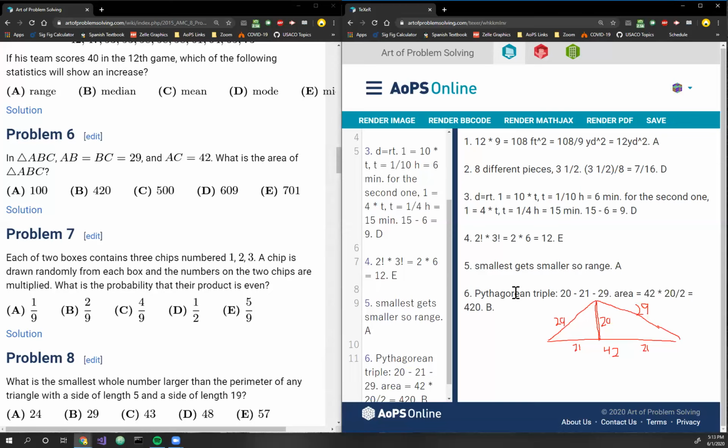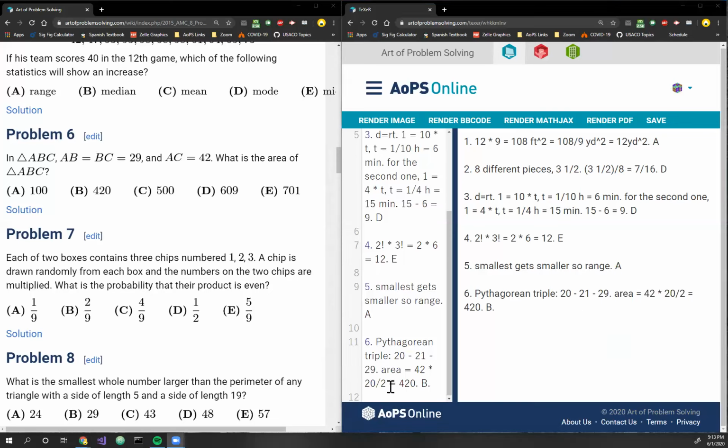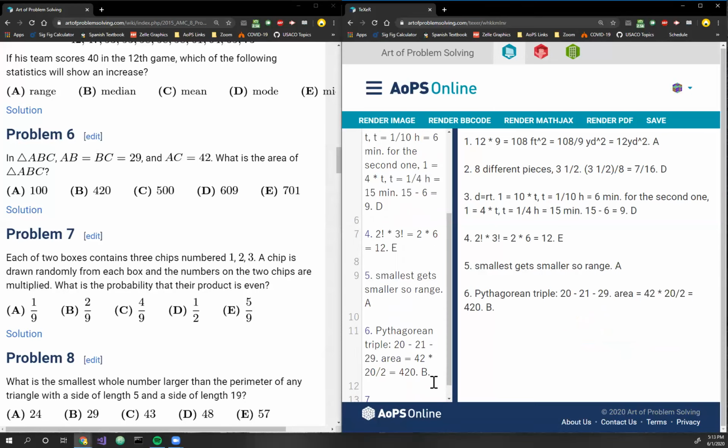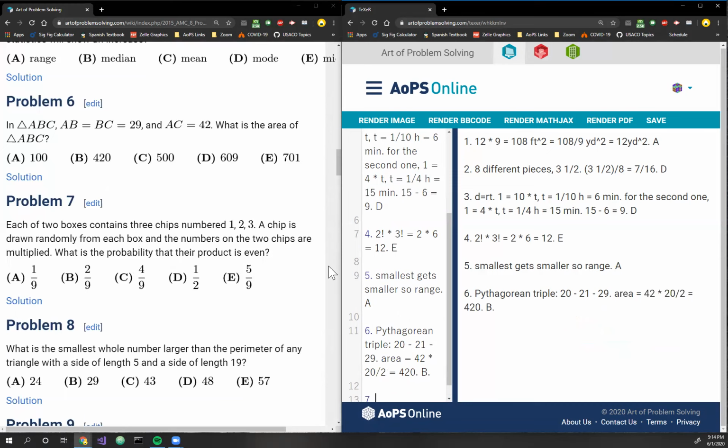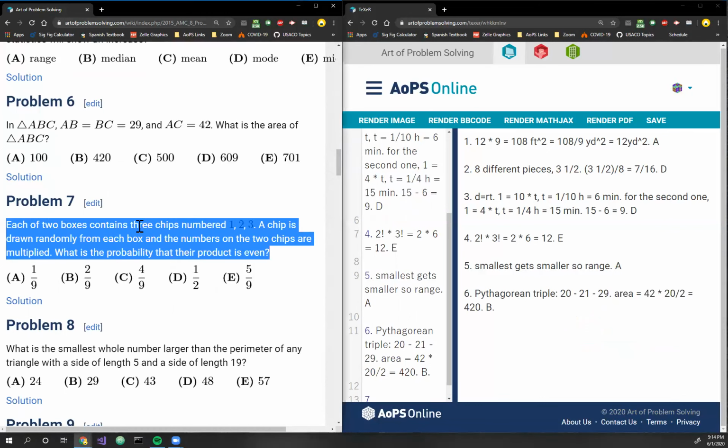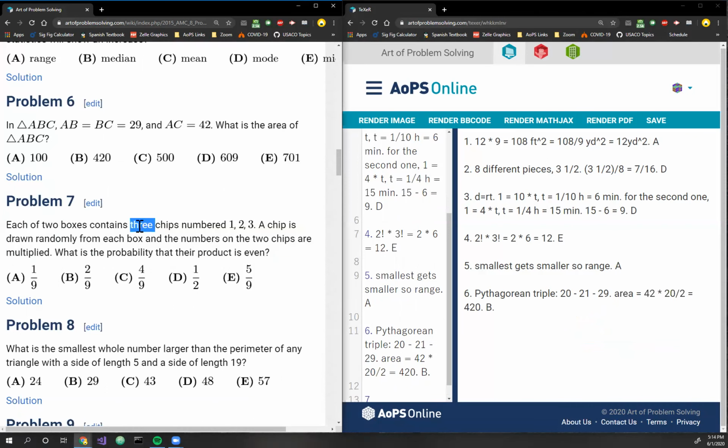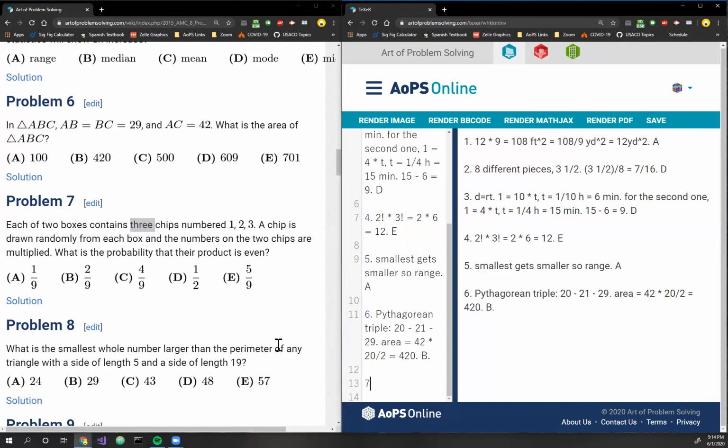Okay, number 7. For number 7, there are 2 boxes, and they each have 3 chips: 1, 2, 3. Basically, you choose a number, either 1, 2, or 3, twice, and you want to compute the probability that the product is even. All right, so this is done by constructive or complementary counting. The probability of even is 1 minus the probability of odd.